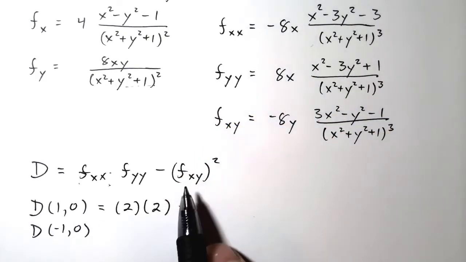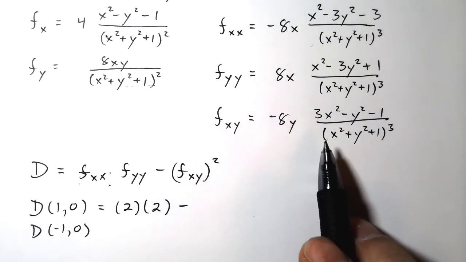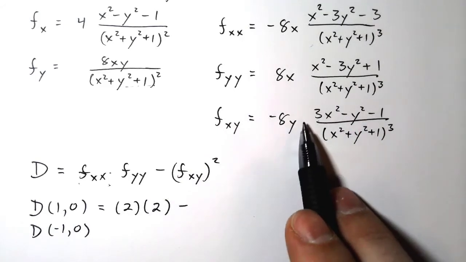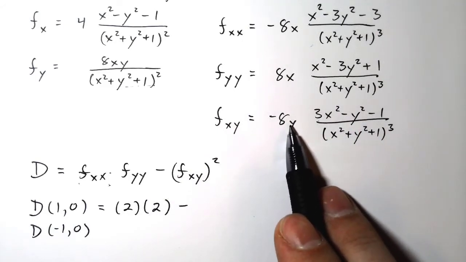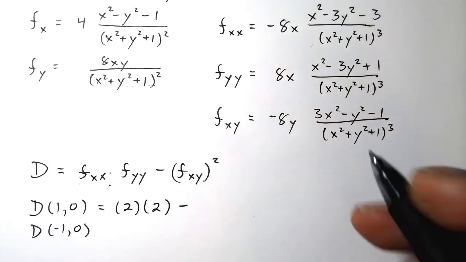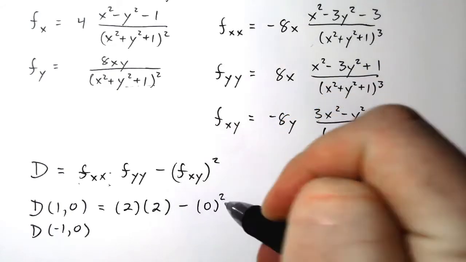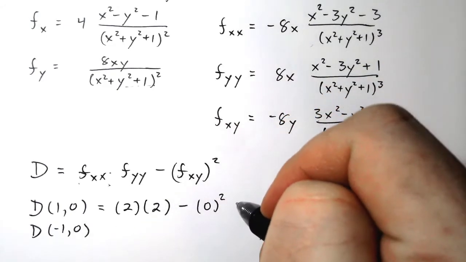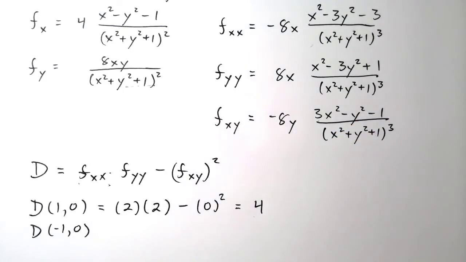All right, what about fxy? If I plug in 1 for x and 0 for y, well, look, the whole thing's being multiplied by y, so if I plug in 0 for y, I get 0. So what do I get here? I get 4. Now, I don't really care what exactly the number is. All I care is that it's positive.